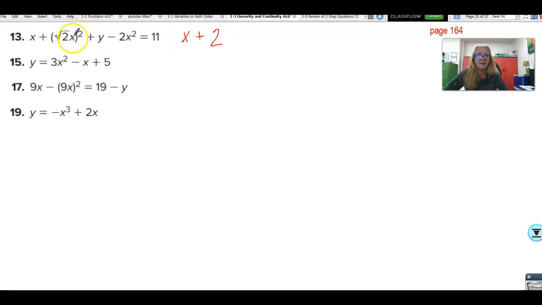This x is not under the square root symbol, so we're just going to square this x with that square right there. Sorry, I'm probably not explaining this very well. Plus y minus 2x squared equals 11.